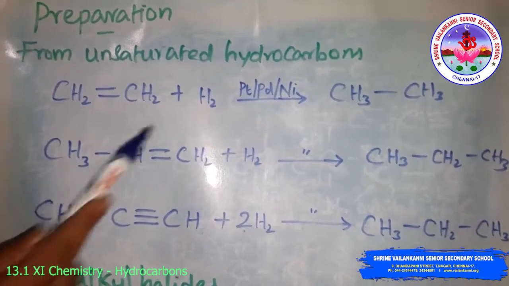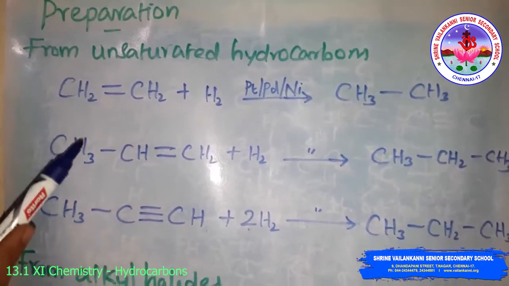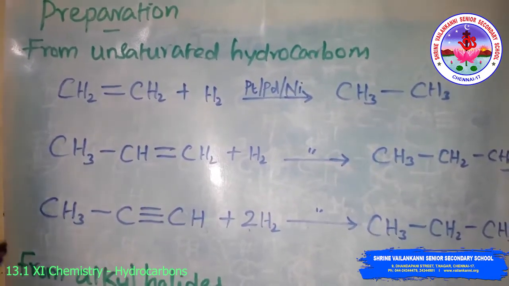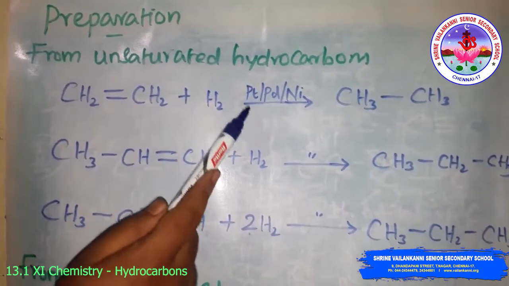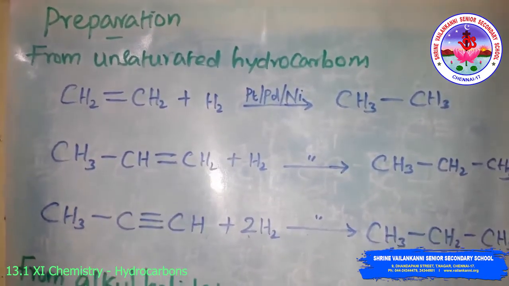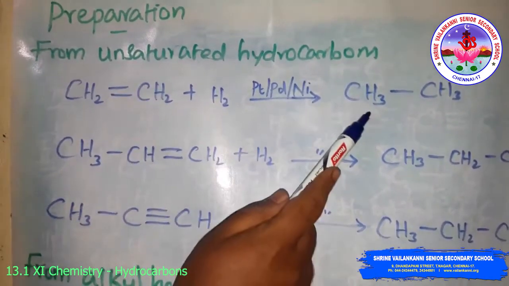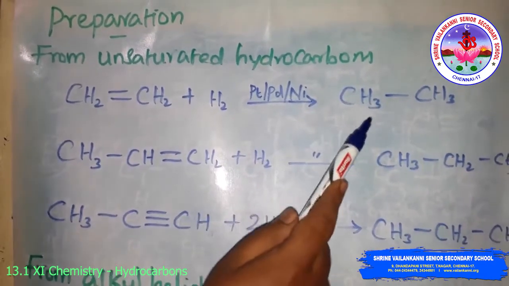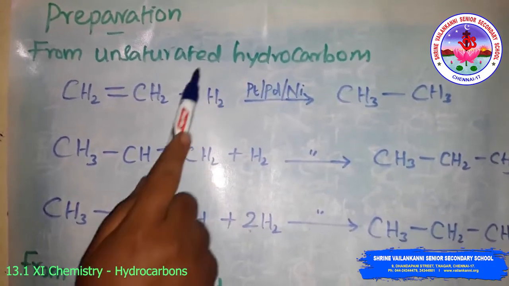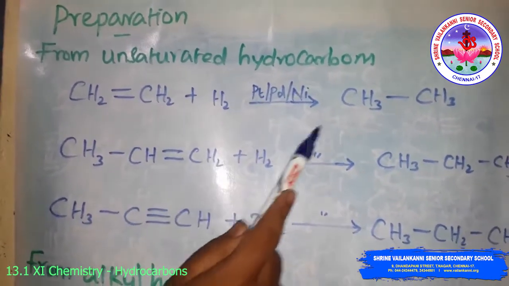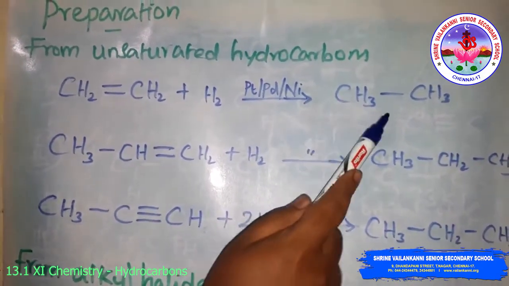Usually dihydrogen gas is added to an alkene. This is the alkene compound, and also alkynes, not only alkenes, in the presence of finely divided platinum, palladium, or nickel catalyst. So you will get ethane. Because of the presence of hydrogen gas and the catalyst, this process is called hydrogenation. So you will get ethane.